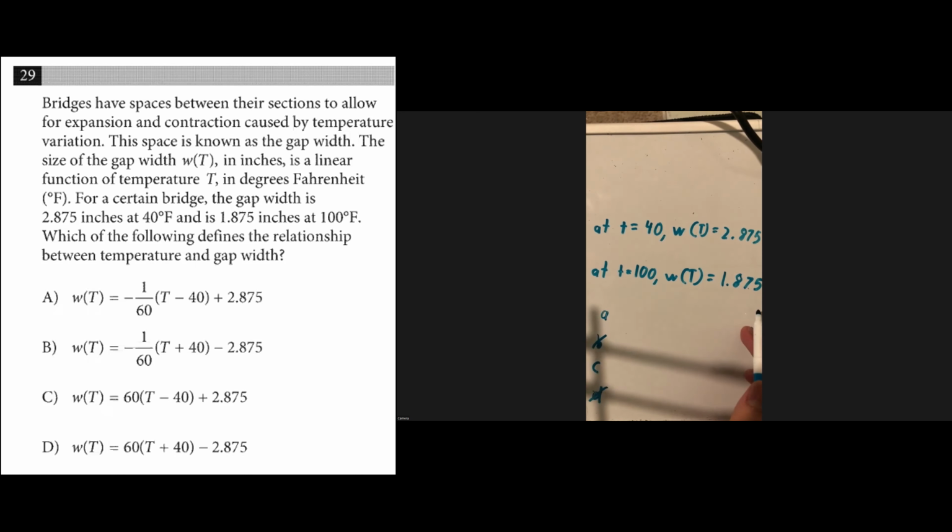Okay, and then for the second one, we just plug in. So we can use our calculators and plug into answer choice A and B. So we would have -1/60.